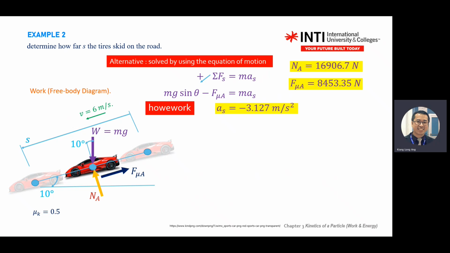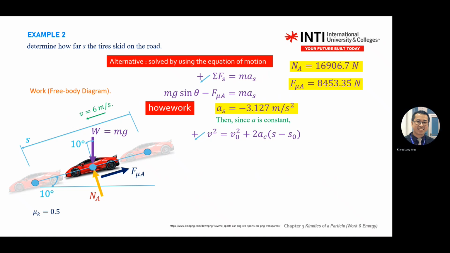You slow down, means it agrees with the logic, because you press the brake and the car slows down from 6 to 0 meters per second. Then a is constant, so use back the motion equations, the three, pick one.